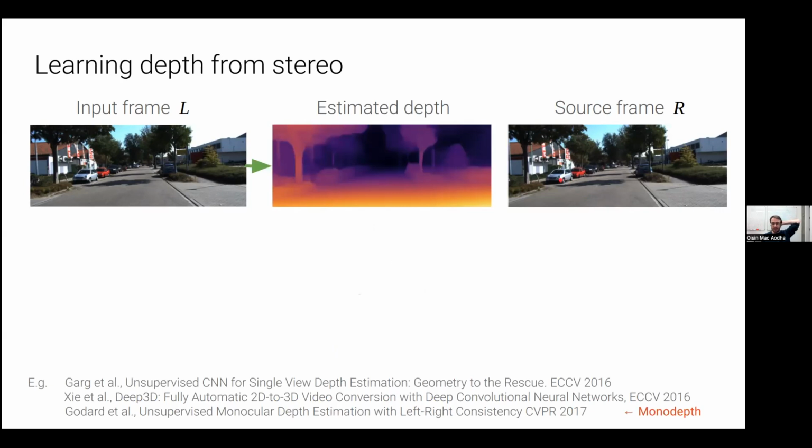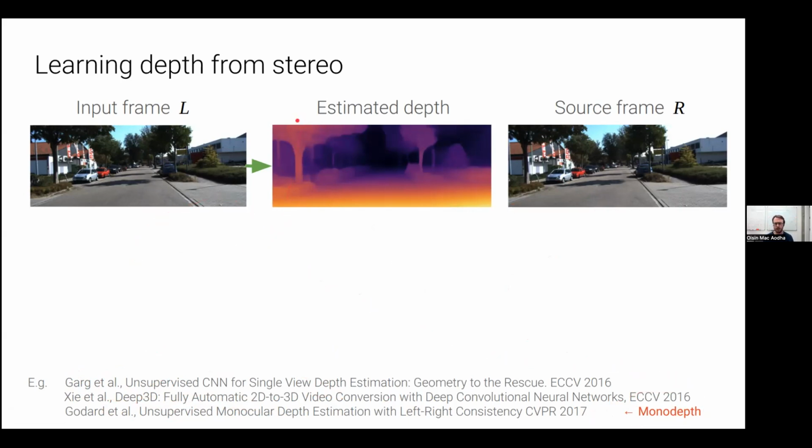And so this was the key insight by a series of works back in 2016. So the most well-known is obviously Garg et al., but there's also Deep 3D, which maybe sometimes gets a bit overlooked. So Deep 3D was not pitched explicitly as a monocular depth method, but more as a 2D to 3D conversion method. And then we followed up with the mono depth work just after these works.